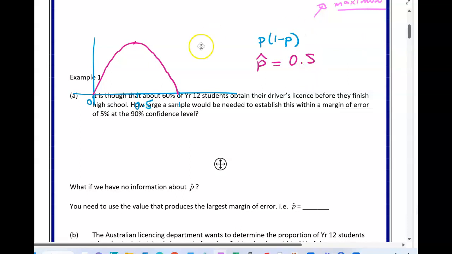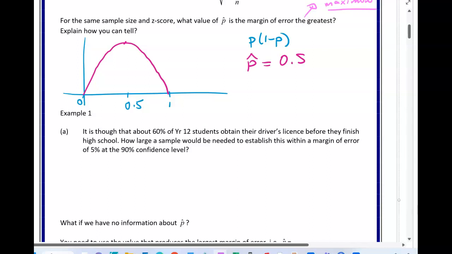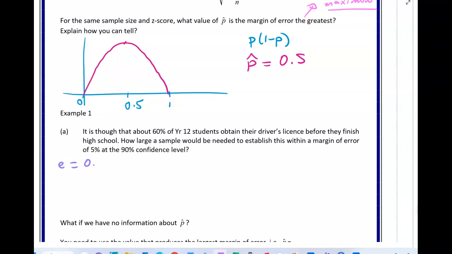So in the first example, we do have a p hat value. It is thought that about 60% of Year 12s obtain their driver's license before they finish. How large a sample would be needed to estimate this within a margin of error of 5% at the 90% confidence level? So what is it that we need? We know the error. We know the Z-score. What is the Z-score at the 90% level? 1.645. Very good.